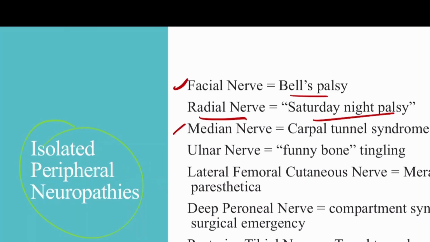If your median nerve gets compressed, that's your carpal tunnel syndrome. Your ulnar nerve is your funny bone, so if your elbow gets weird, and your forearm and hands get a little tingly and everything, that is the ulnar nerve. Lateral femoral cutaneous nerve is meralgia paresthetica. Your deep peroneal nerve gets compressed in compartment syndrome. That's a surgical emergency. You've got to decompress that. Posterior tibial nerve neuropathy results in tarsal tunnel syndrome.